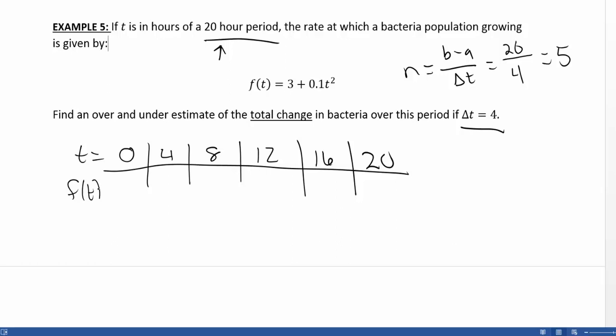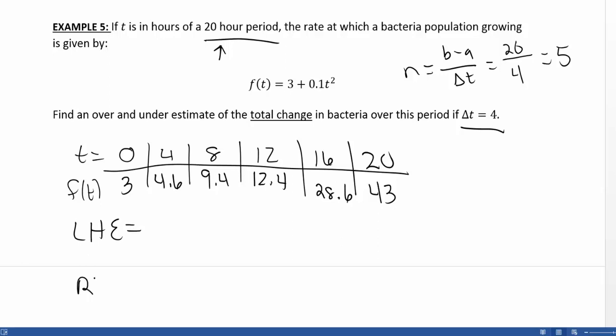So plugging each number in, we get 3, 4.6, 9.4, 12.4, 28.6, and 43. Now that we have our table, we can find a left-hand estimate and a right-hand estimate and use that to find our over and under estimate.